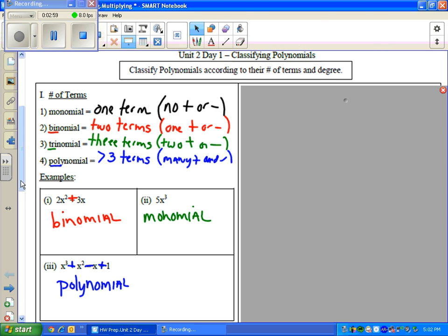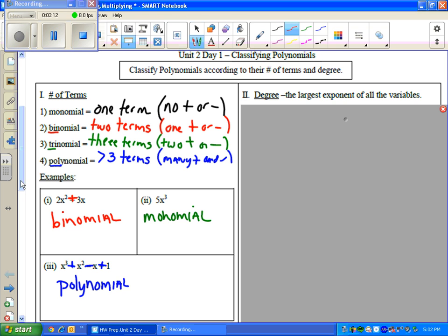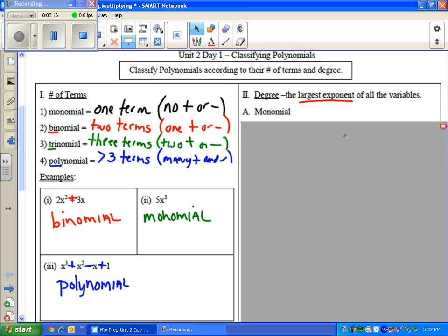Okay? All right, let's talk about degree. Roman numeral 2, degree. Go ahead and copy this down. The largest exponent of all the variables. The largest exponent. So this is the key. We're looking for the largest exponent. Okay. Let's start with letter A here. Let's just talk about monomials.